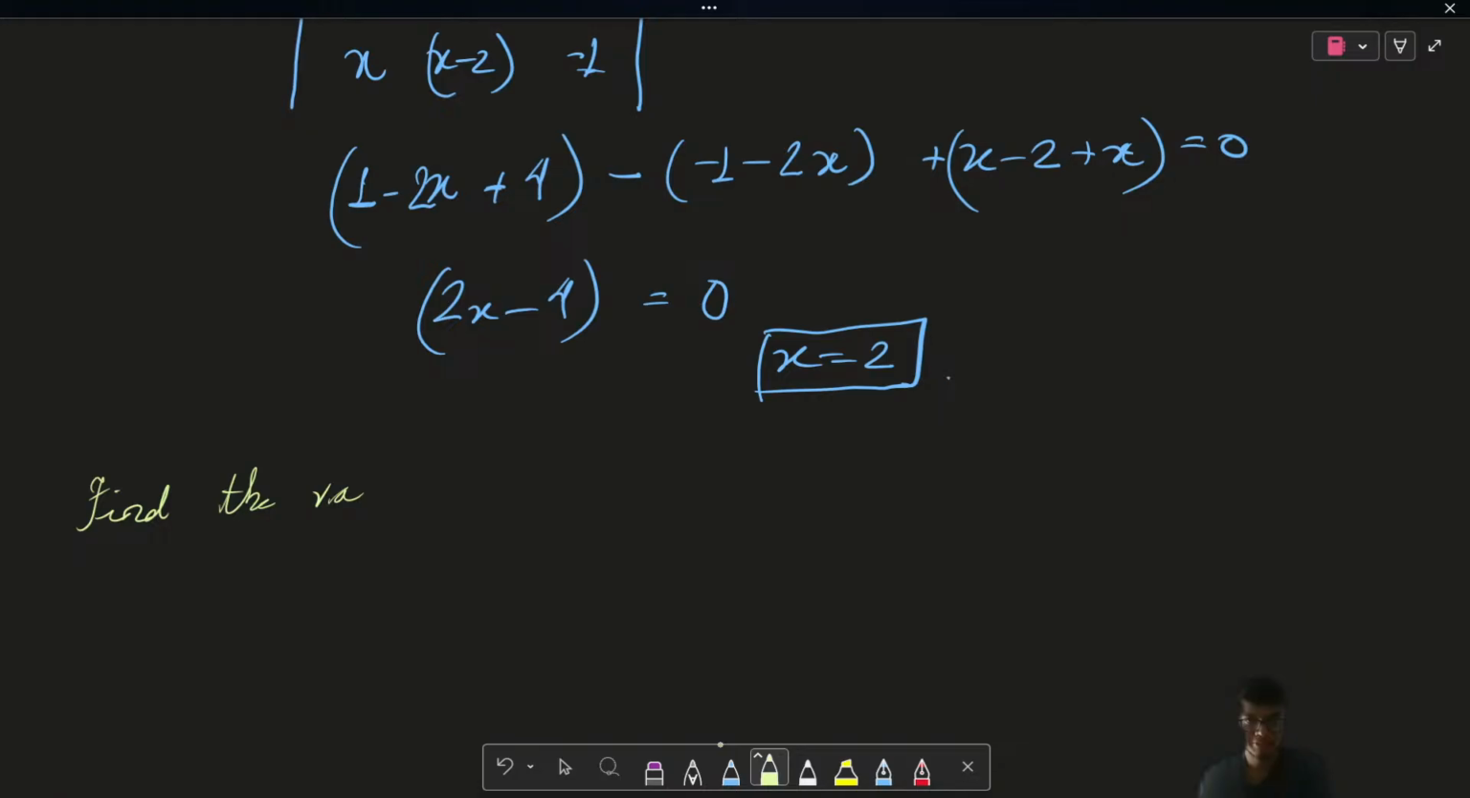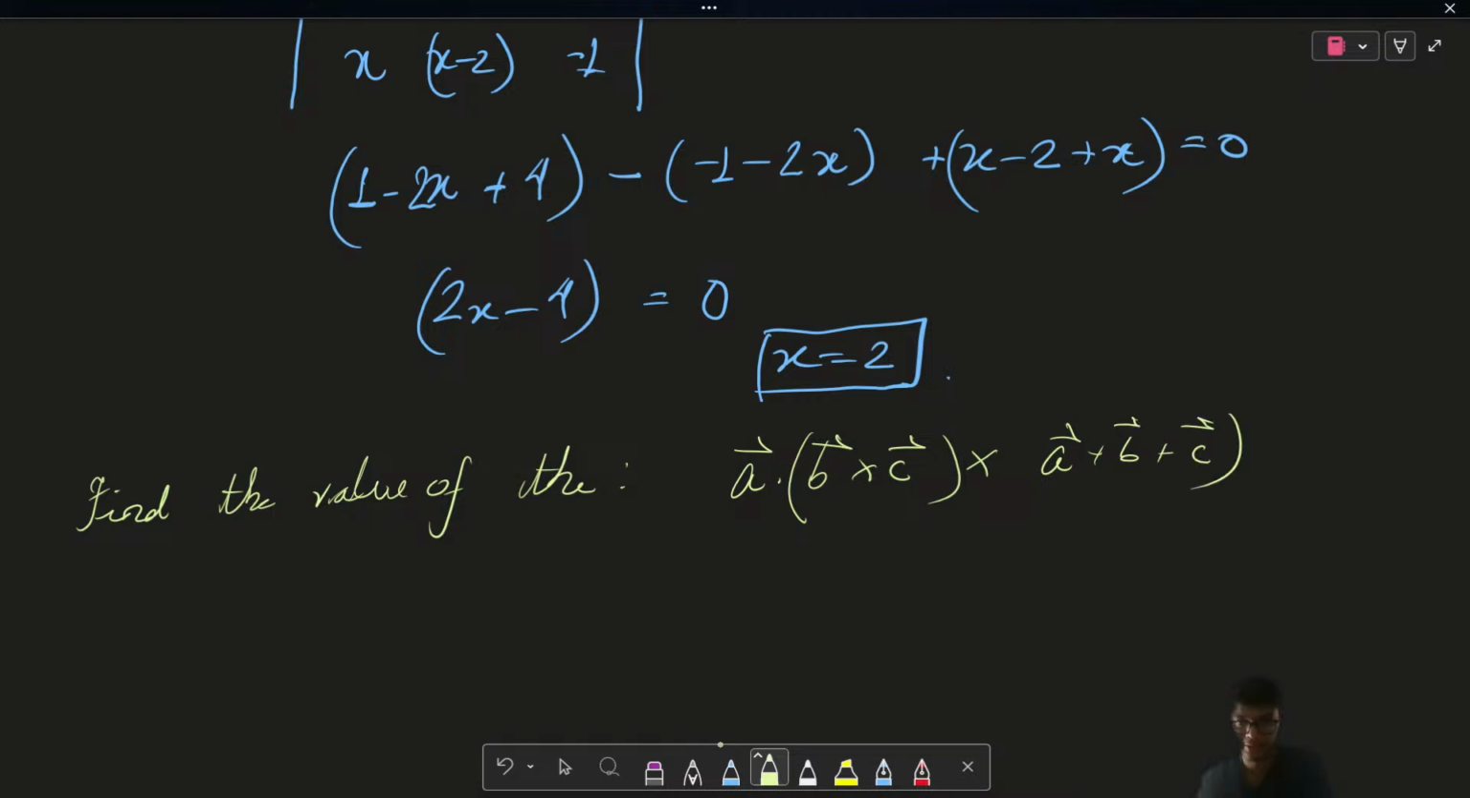Now find the value of the following expression, given as a dot b cross c, a dot b cross c, cross with the vector a plus b, b plus c. You have to evaluate that expression. Please try to solve this particular problem. Fairly interesting question.